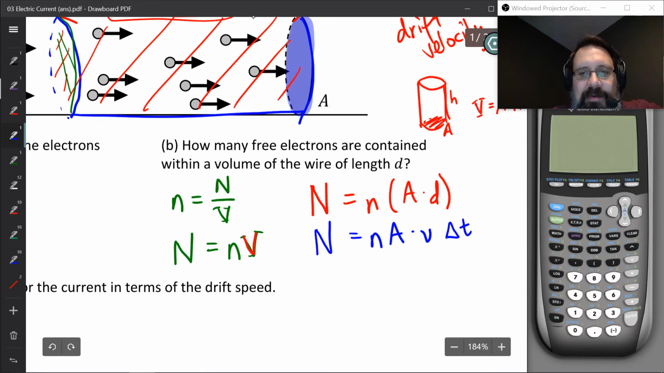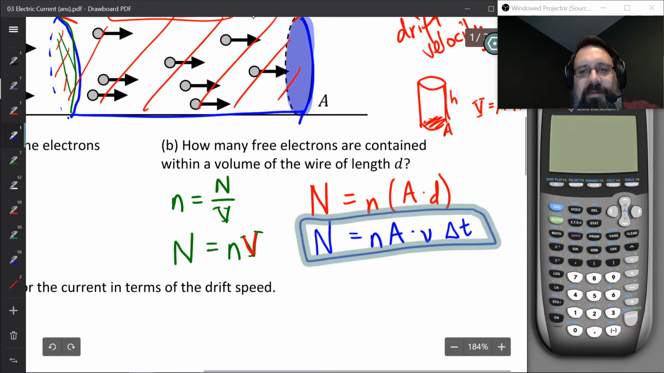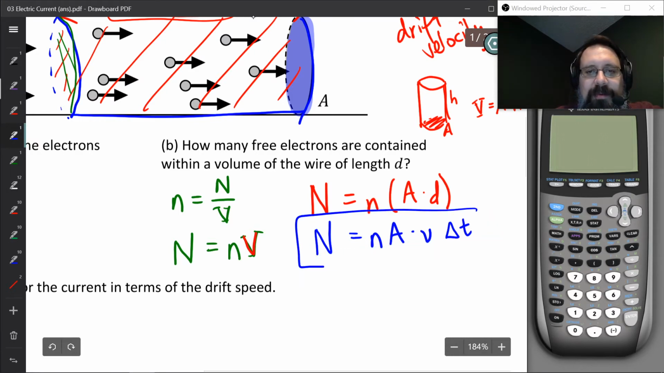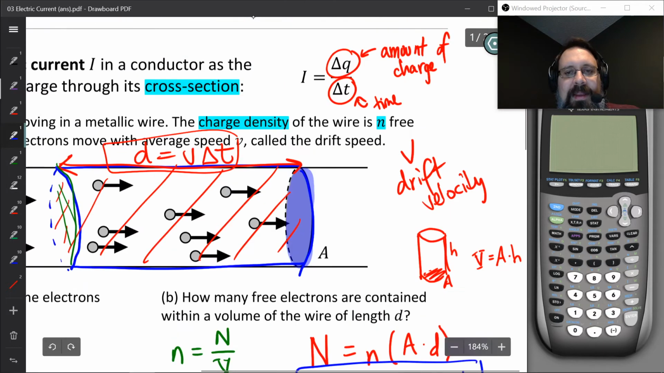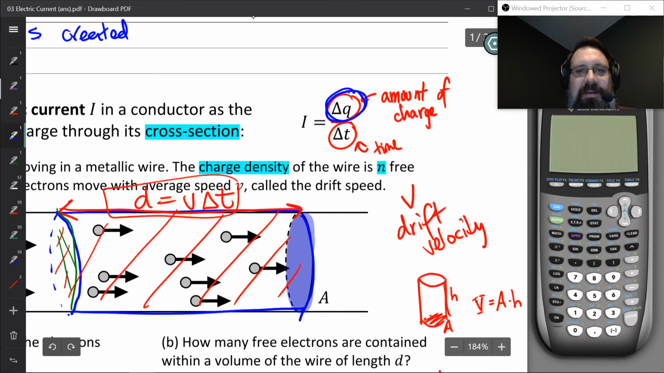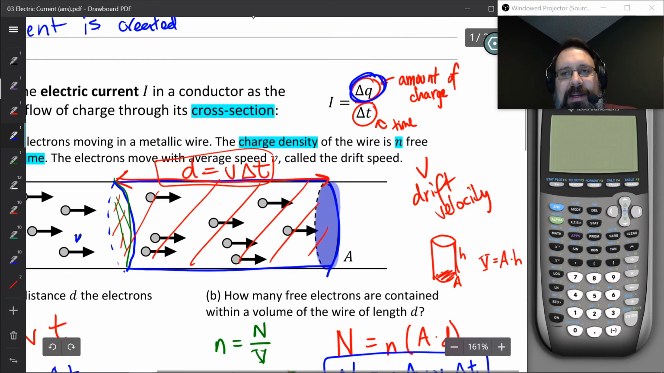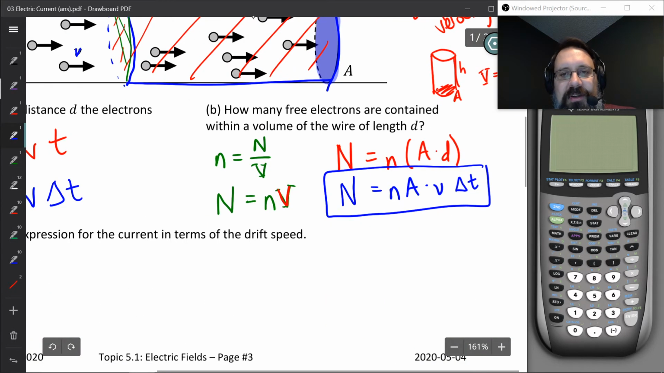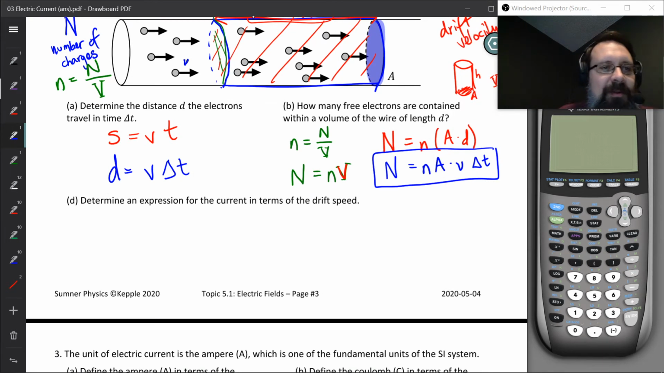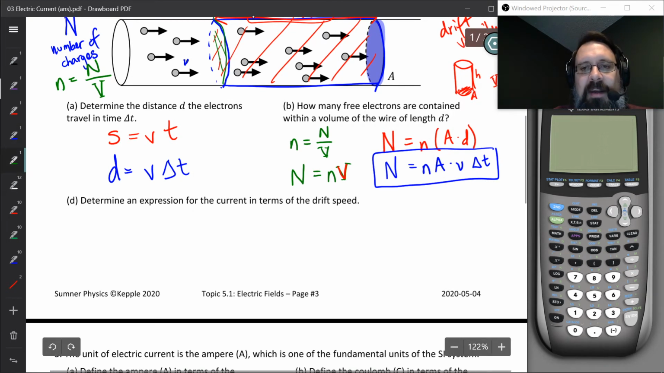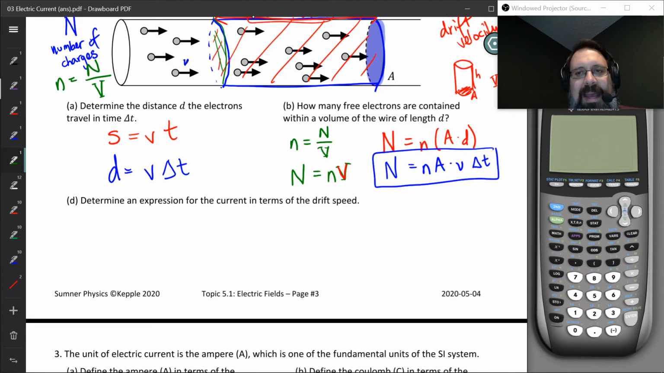Okay, so this is the total number of electrons or charges. This is the total number of charges that will pass through the cross-sectional area in unit time delta T. So that's up here, that's our delta Q. So if we want to find the current, we just have to take that quantity of charge and divide by the time. But it's going to be a little bit trickier than that. So this is a number of charges, but if we want to find the actual amount of charge, we have to multiply that by the charge of each electron.